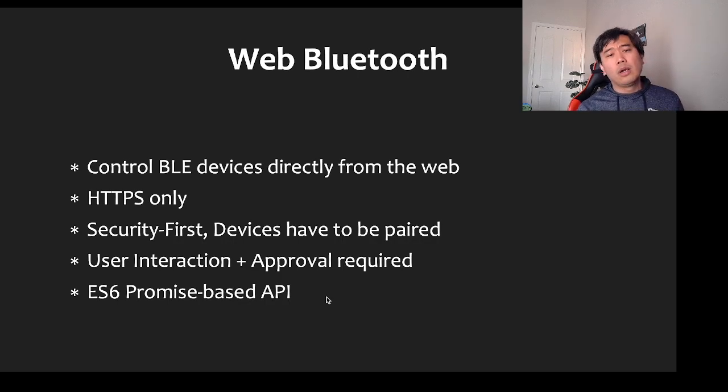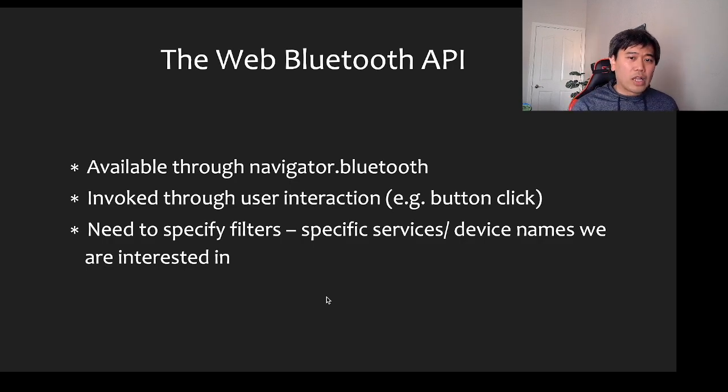So Web Bluetooth is a way to control BLE, Bluetooth Low Energy devices, directly from the web. It's only HTTPS, so it's security first. Devices have to be paired before you can interact, and it prompts you for user interaction, and then it's a promise-based API. It's only available through navigator.bluetooth, and it requires, like I said, user interaction, a button click, in order to connect to it, and then you have to specify the filters and device name that you're interested in.